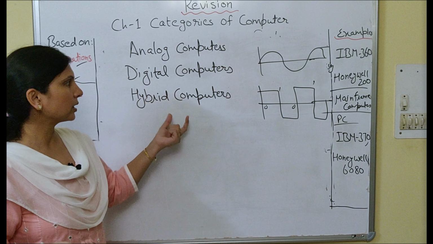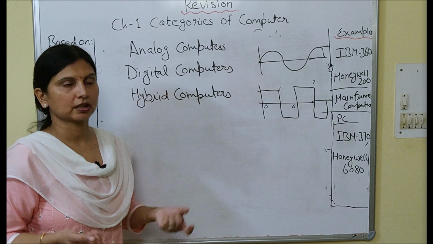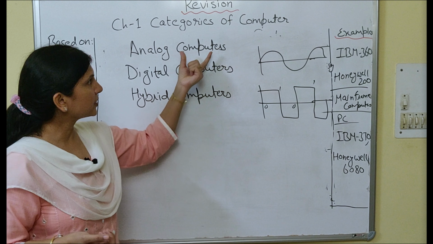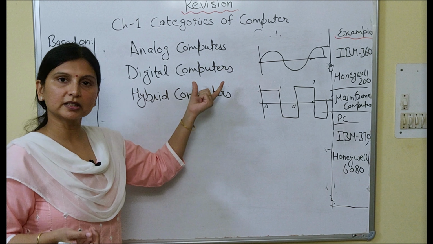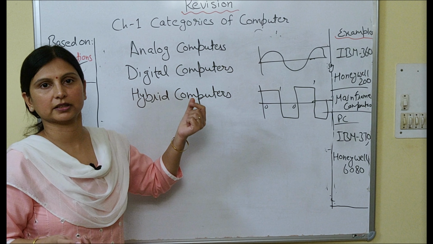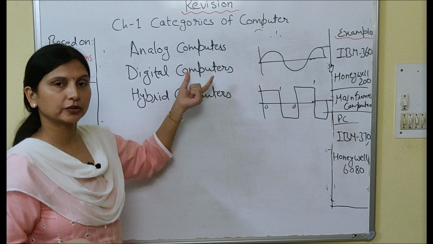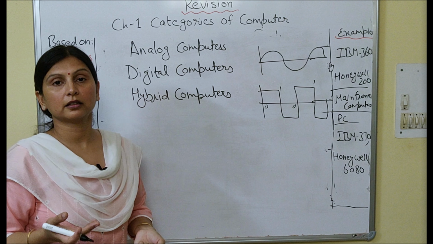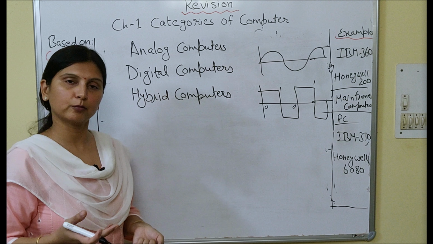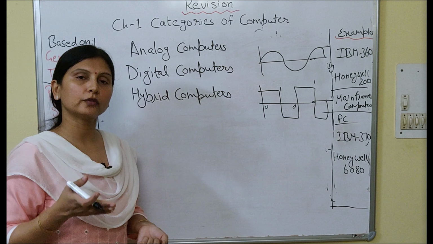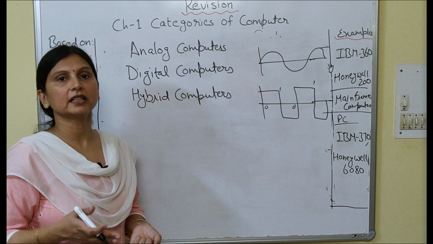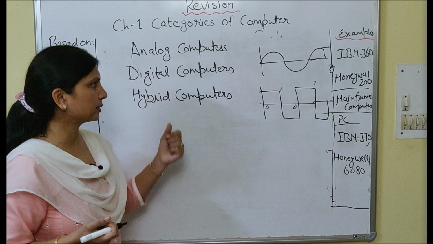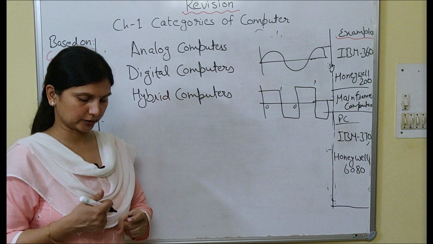Now come to hybrid computers. Hybrid computers are computers which have features of both analog computers as well as digital computers. Like there are watches we call hybrid watches, which have the features of an analog watch as well as a digital watch. This is an example of a hybrid computer.